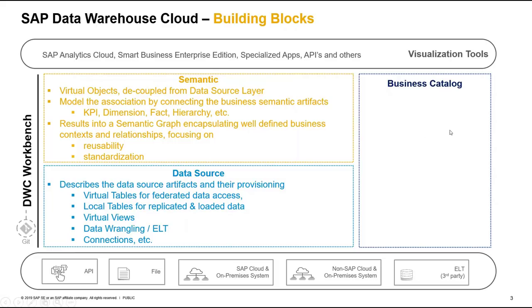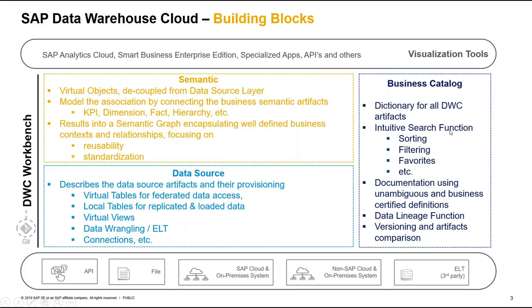Next to the semantic block, we'll provide the capability of a business catalog environment, where all the dictionary artifacts are available in the context of Data Warehouse Cloud. We'll provide search functions like sorting and filtering. Of course, it also includes documentation and a business certified definition. We'll provide data lineage and impact analysis functionality, including versioning and artifact comparison.